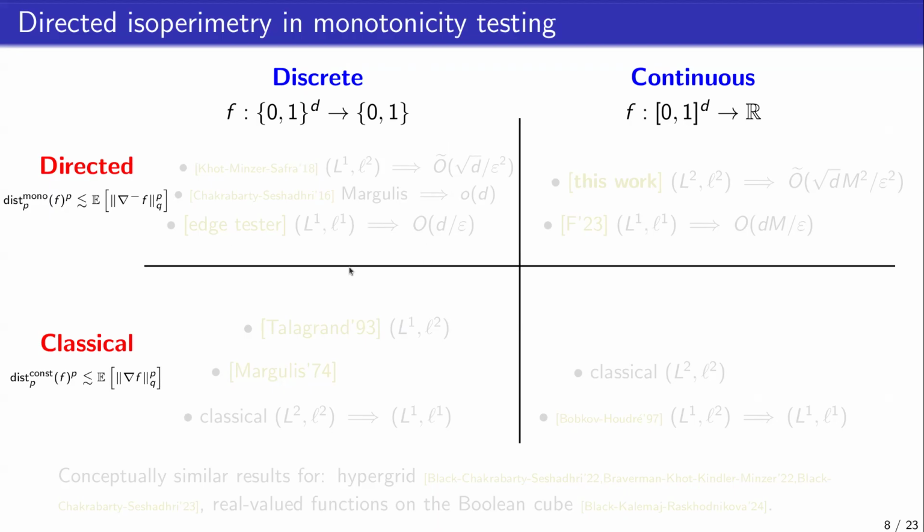In terms of the rows, the bottom row is the classical world. So here, there's nothing to do with monotonicity. It's like classical isoperimetry, like discrete geometry or mathematical physics works. And then on the top row, I have the directed version of these things. So these are the ones that have something to do with monotonicity and that we have learned about in the past decade or two.